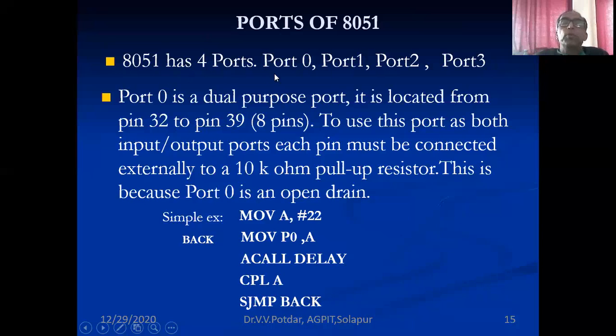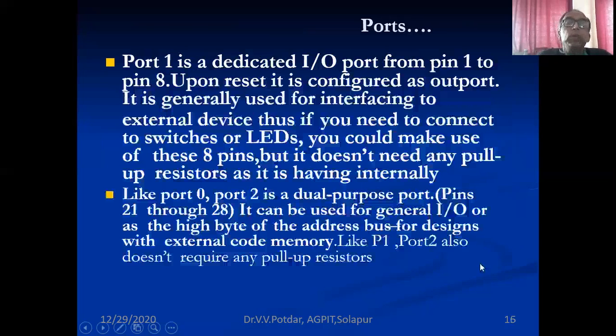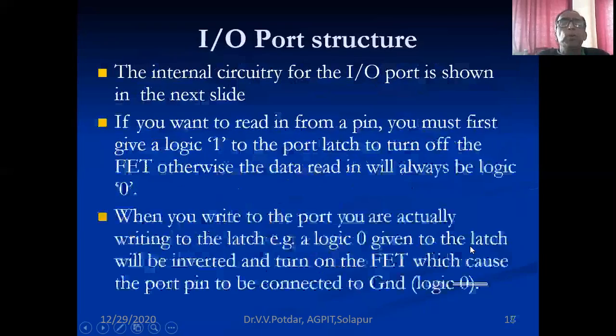What are the ports of 8051? 8051 has 4 ports: port 0, port 1, port 2, port 3. Port 0 is the dual purpose port. It is located from pin 32 to pin 39, 8 pins. To use this port as both input and output port, each pin must be connected externally to a 10 kilo ohm pull-up resistor. This is because port 0 is an open drain. A simple program is provided here. Then these are the port details, how these are to be used, port 0 to port 3.